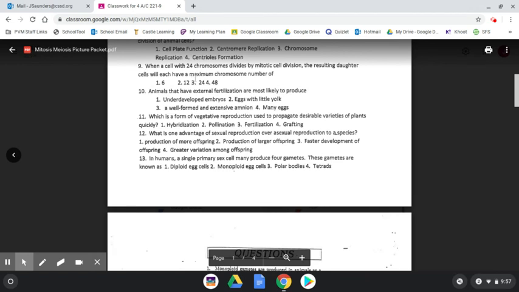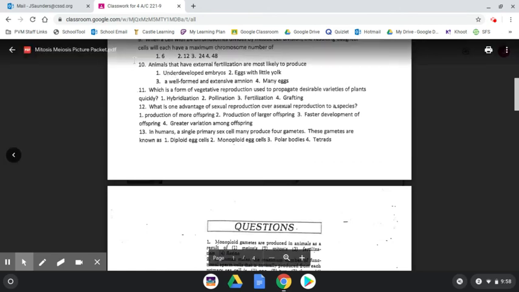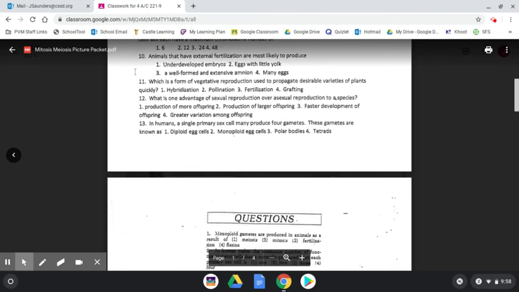Nine, when a cell with 24 chromosomes divides by mitotic cell division, the resulting daughter cell will have a maximum chromosome number of, so it starts at 24, divides by mitosis, okay? The resulting daughter cell is going to be exactly the same, 24, 24. It's not meiosis, it's not halving it. Ten, animals that have external fertilization are most likely to produce many eggs, right? They're in the water, lots of sex cells.